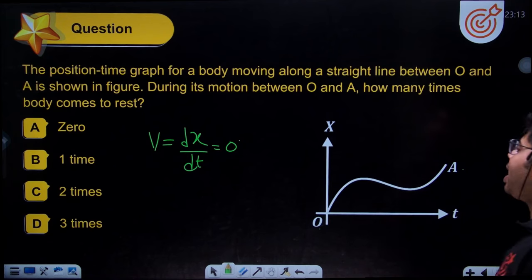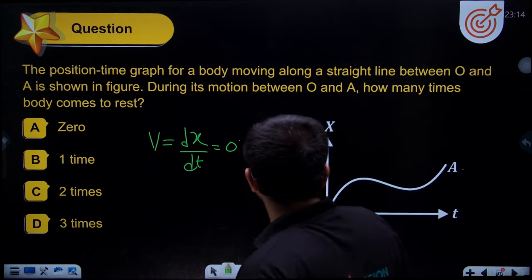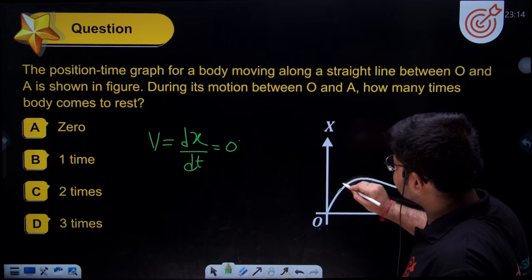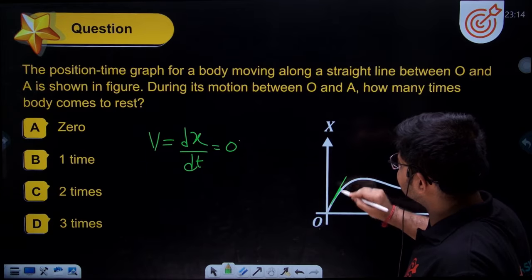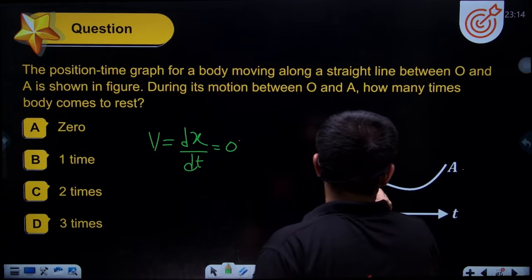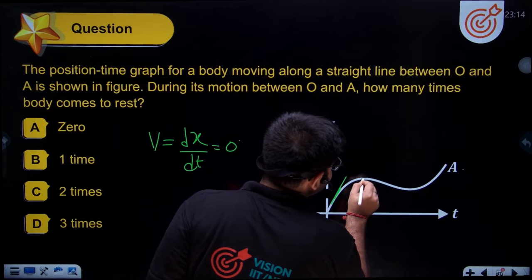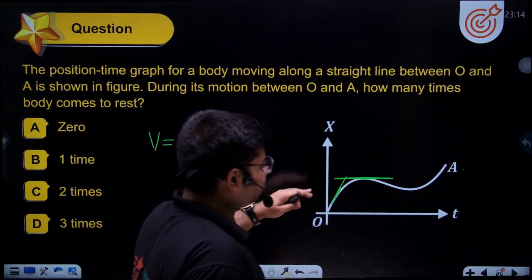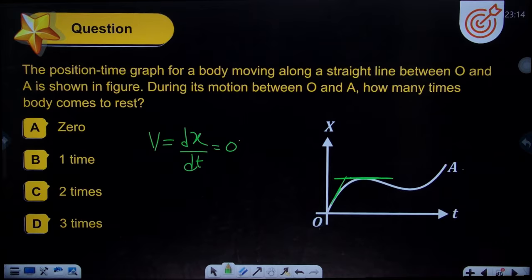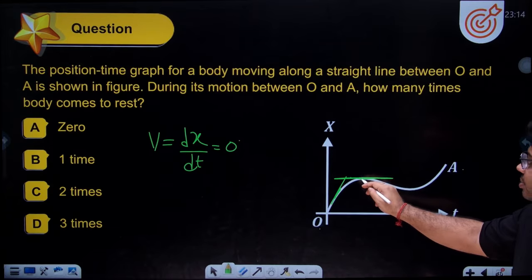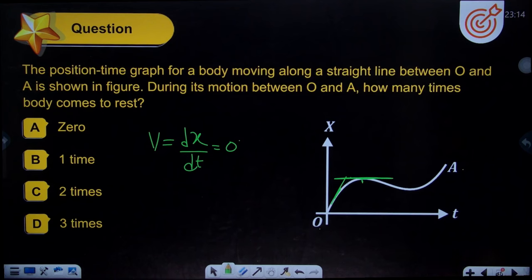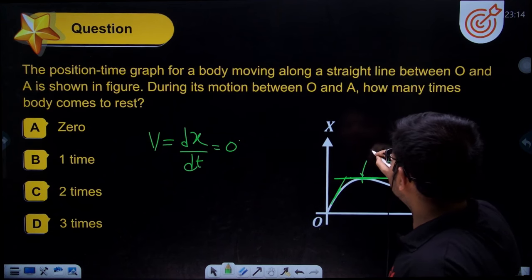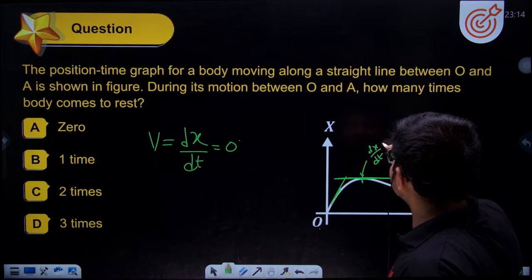So you now see at how many points you are getting the slope to be 0. Is the slope 0 here? At this point, no, the slope is not 0, it is positive. You draw a tangent here, it is positive. But there is a particular point where the tangent becomes absolutely parallel to the x-axis. So my slope is 0 here, and I can say that at this point my dx/dt is equal to 0.